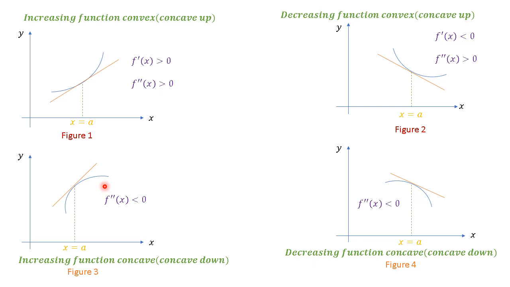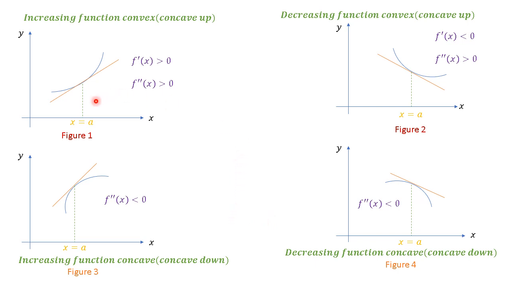Whether the function is concave or convex depends upon the sign of the second derivative of the function. If the sign of the second derivative is positive, meaning it's greater than 0, then the function is said to be convex in the given interval. If the sign of the second derivative is negative, that is, it's less than 0, then the function is said to be concave in the given interval.